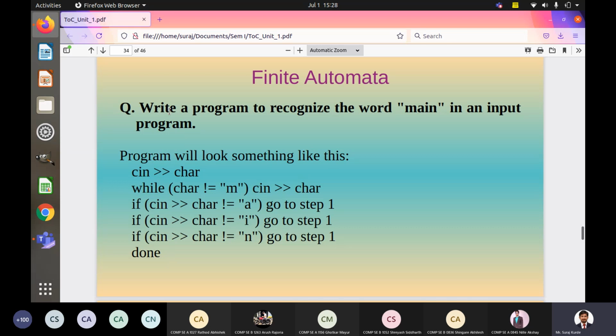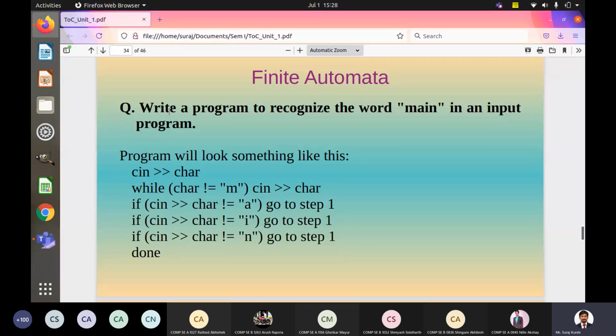So in the input characters, if M is the input, then you will check the second alphabet to be A. If it is A, then you have to check whether the third is I. If it is I, then you have to check whether the fourth input is N. This way you have to continue. So the snippet of the code is there. Say cin cap, so read the character. While character is not equal to M, while it is not M, you have to continue the read operation.